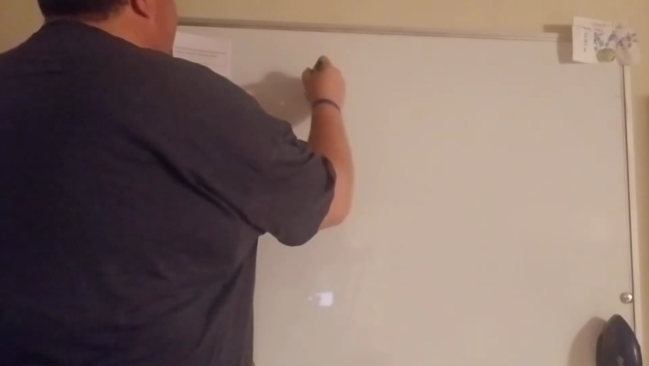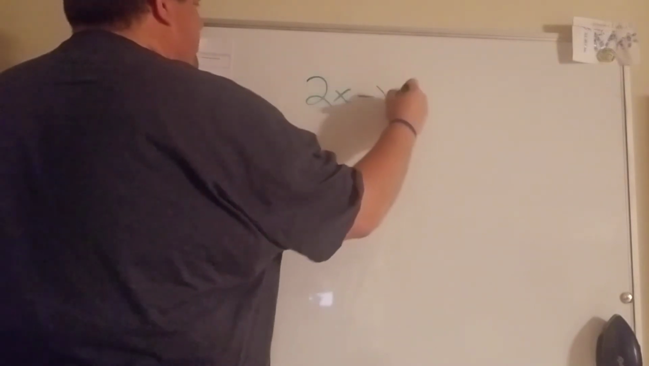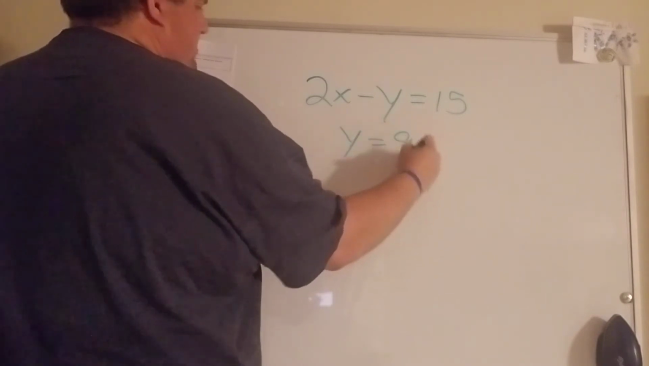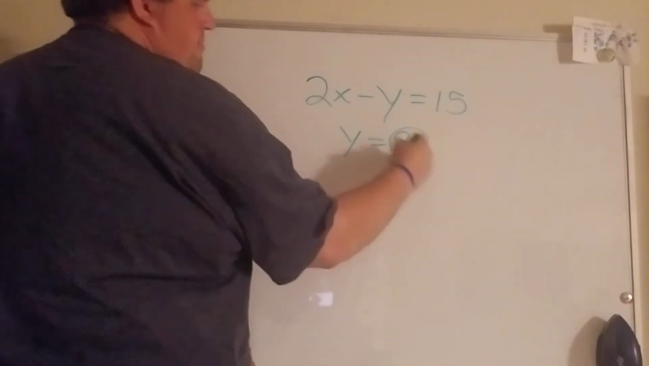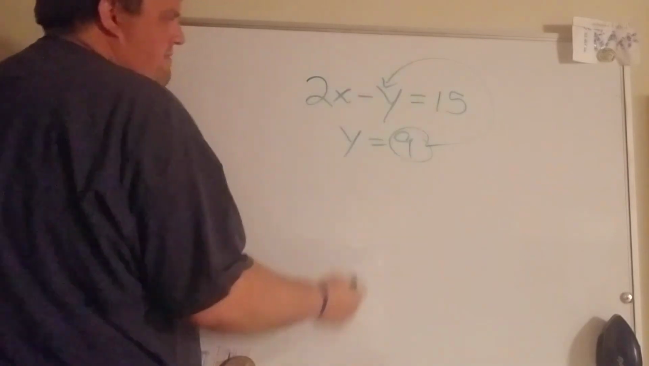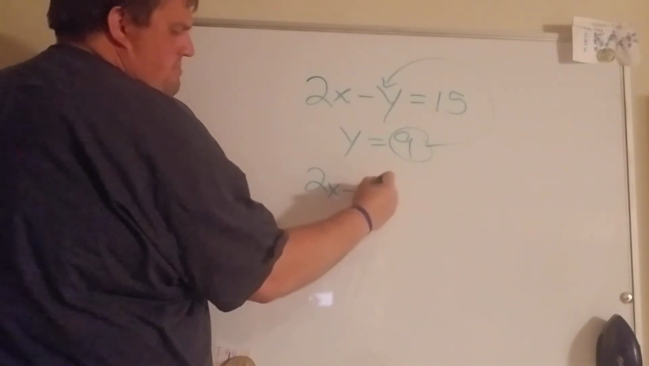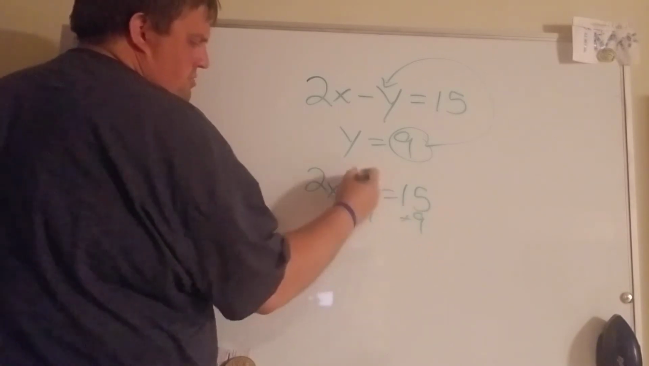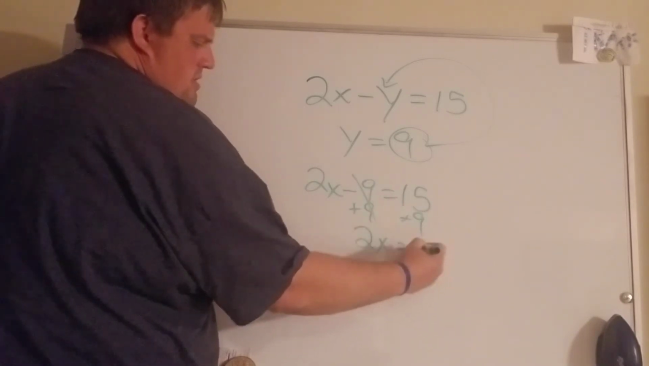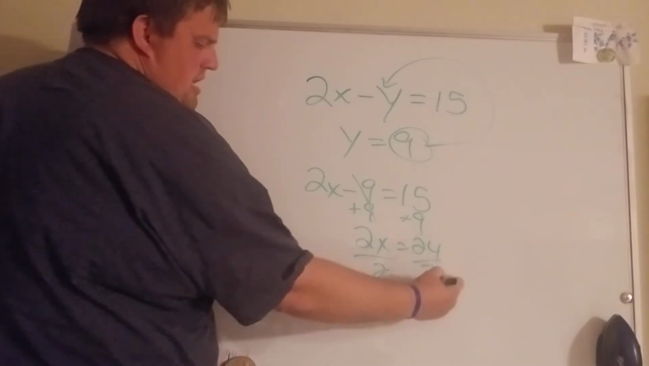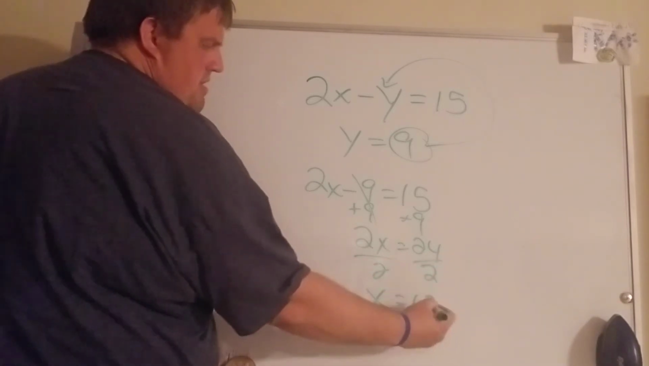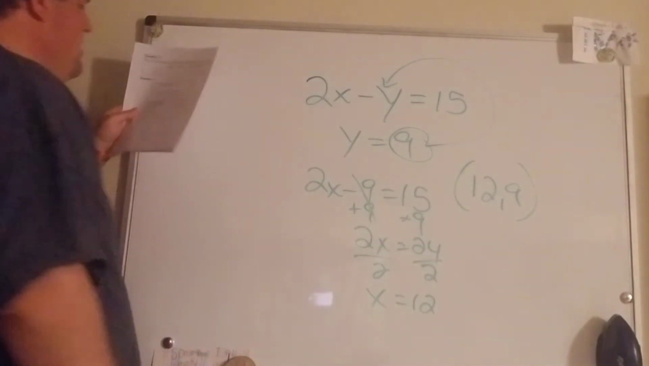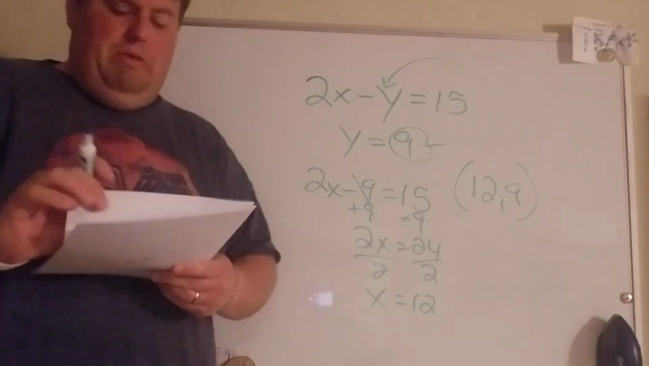The next one is a system, and it looks like I'm going to use substitution. It's kind of a weird system because they already just give us y equals 9. But we know that y equals 9, so we can plug 9 in for y up here. 2x minus 9 equals 15. Add 9 to both sides, you get 24. And then divide by 2, and we get x equals 12. So the point (12, 9) is our solution. And they only wanted the x value, which would be 12.